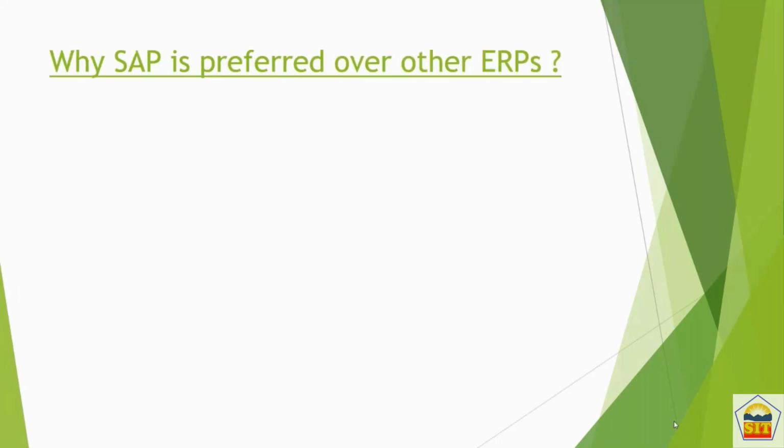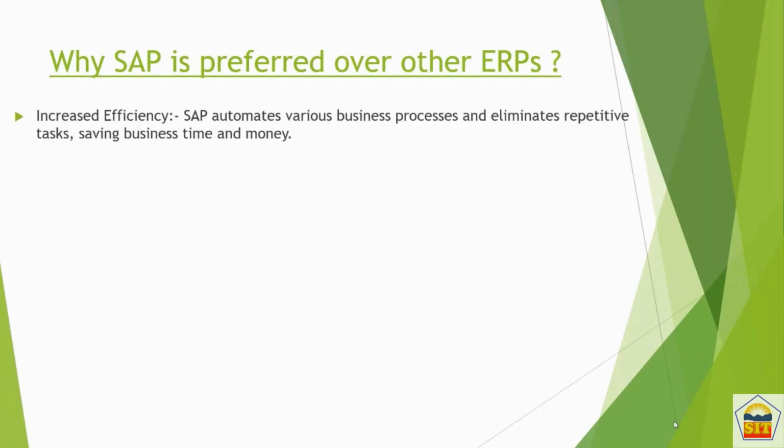Now, why is SAP preferred over the other ERPs available in the market? First of all, increased efficiency. With this, we can automate our processes. As I just shared, in any company there are so many departments, and in these departments we have processes. When we automate those processes, it reduces the repetitive tasks, which saves the business time and money.